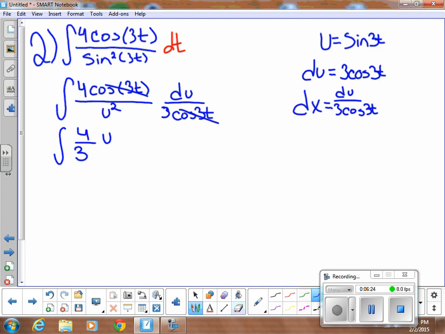U to the negative 2, because we're bringing it up, du. Okay, so now we're going to start the power rule. So which means I have to do what? Add 1 and divide by my new exponent. So therefore my integration equals 2.